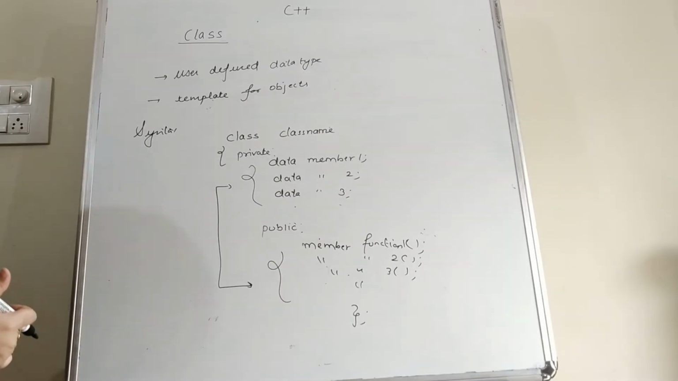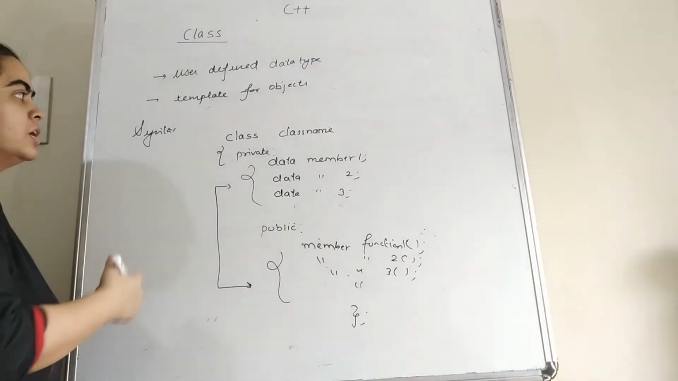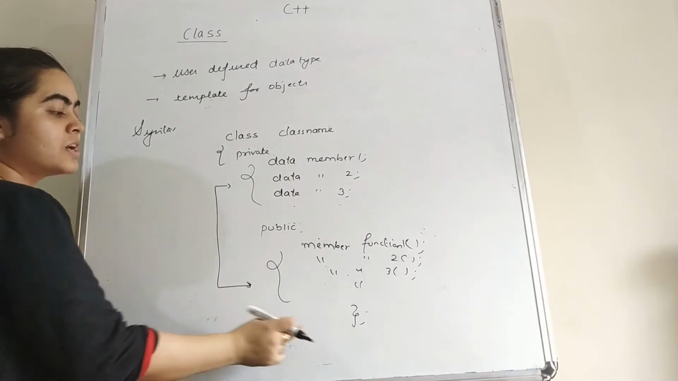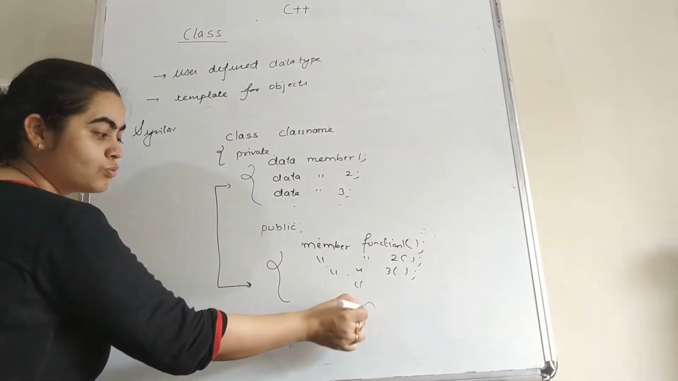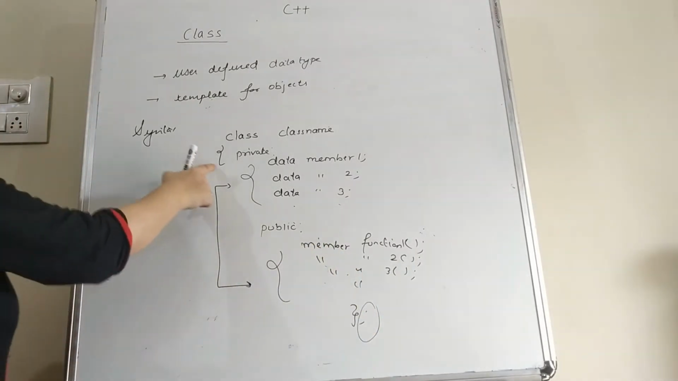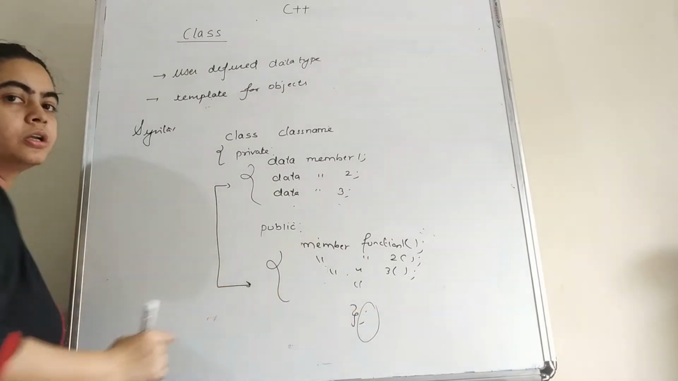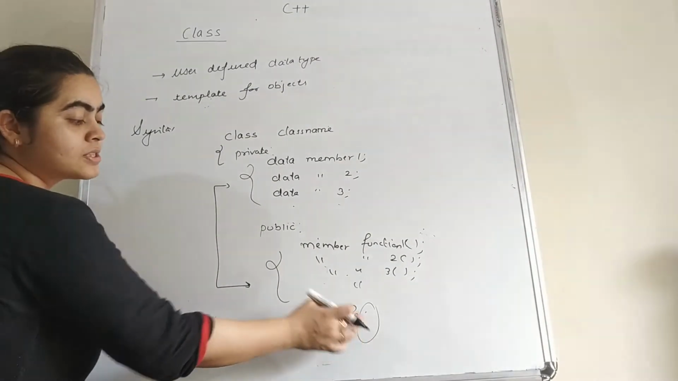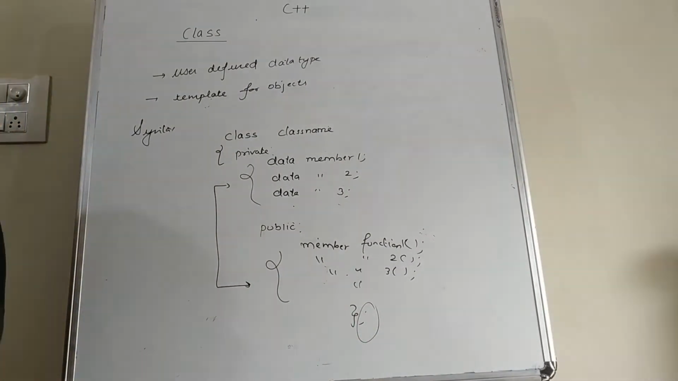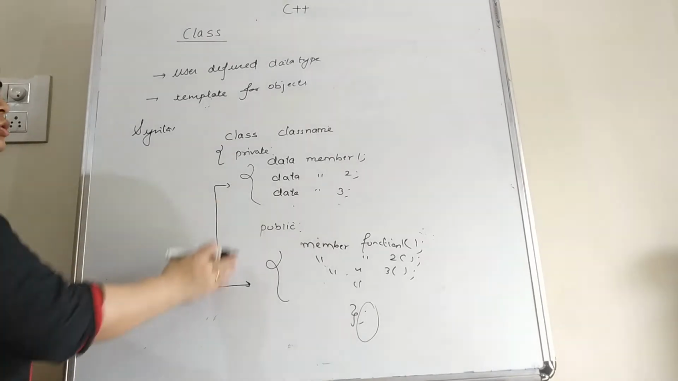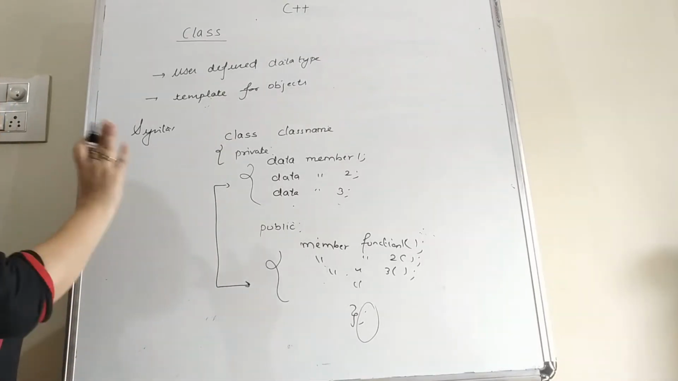Now again you have to note one other important thing. When we are closing the class, we have to close it with a semicolon. So after closing the curly brackets, you have to put the semicolon here. If you do not put the semicolon, the compiler will show an error. So it is compulsory that you close this class using the semicolon. So students, this is the syntax for class.